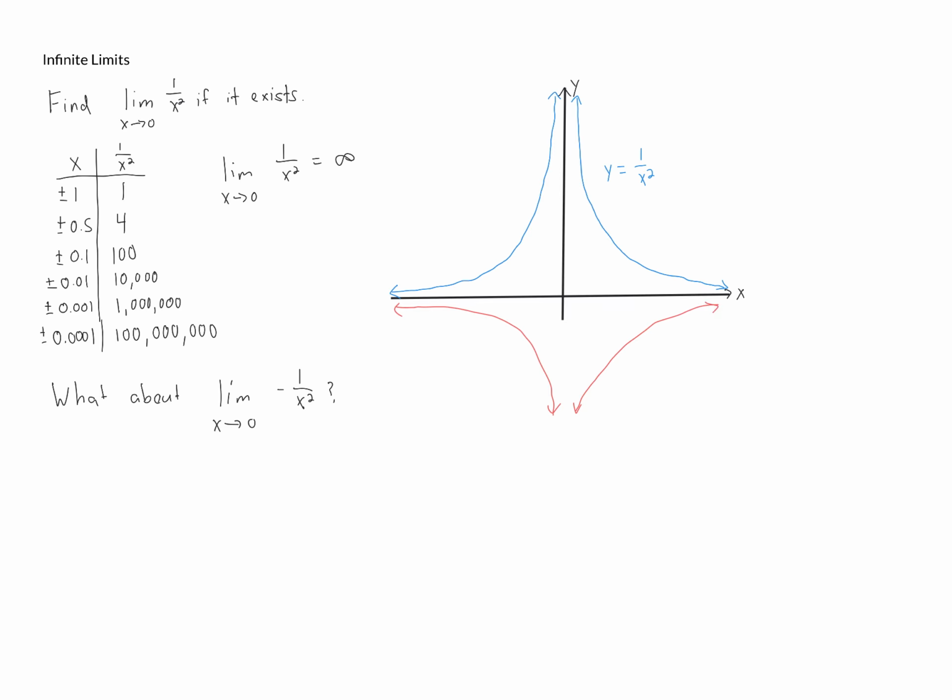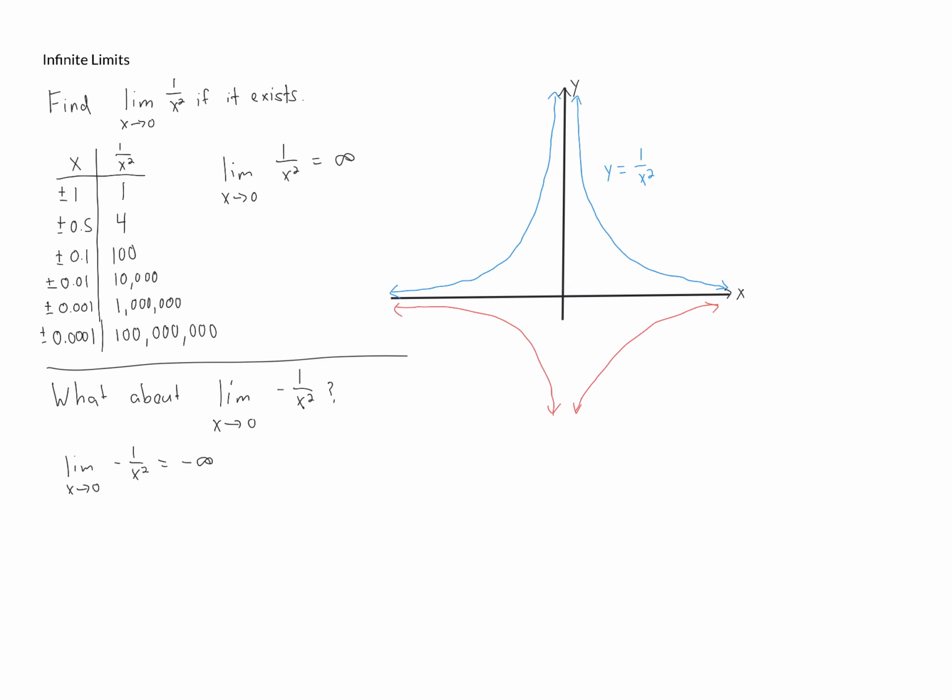down here. And so in this situation, we would say that the limit as x approaches 0 of negative 1 over x squared is equal to negative infinity, meaning that the function is decreasing without bound in the negative direction towards infinity. So we can have positive infinity or negative infinity being a limit depending on what's going on.